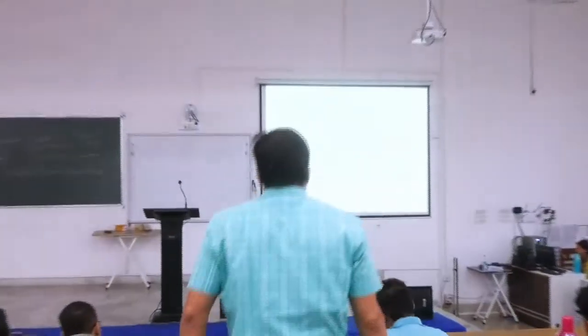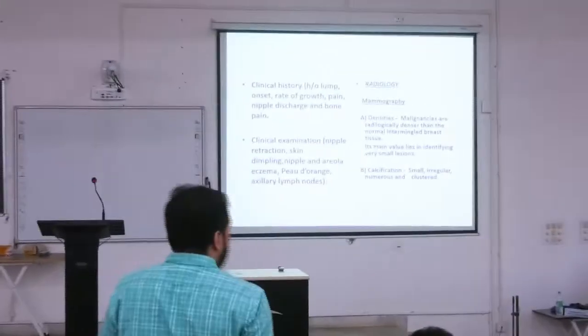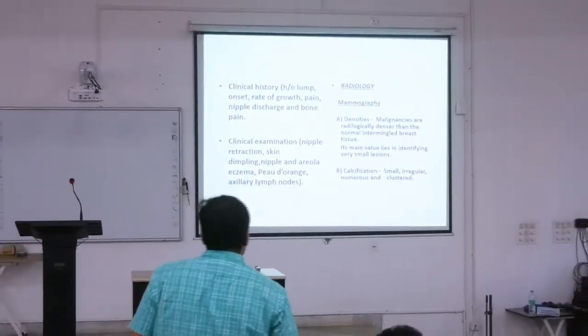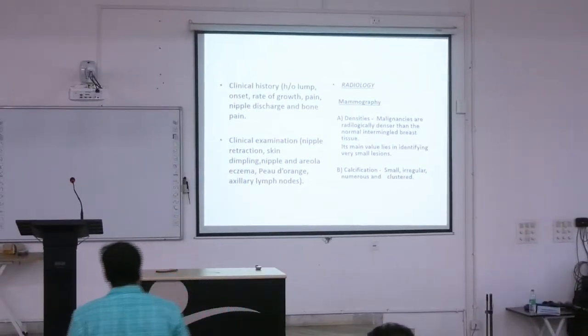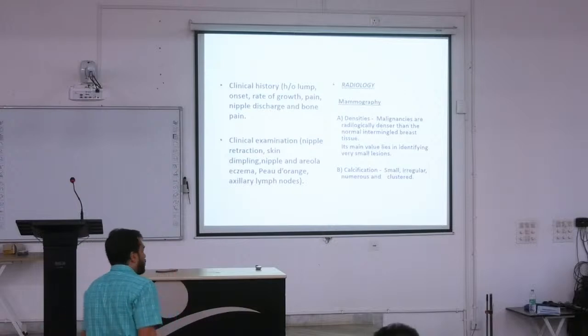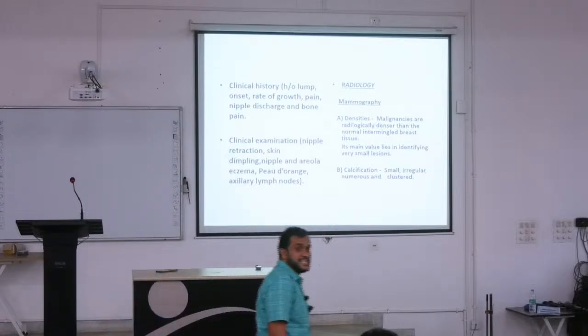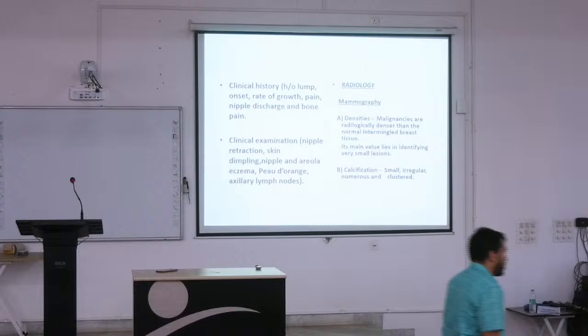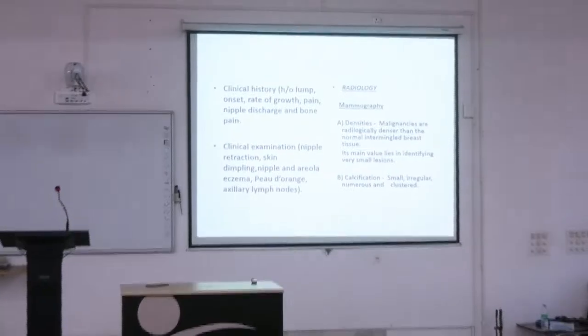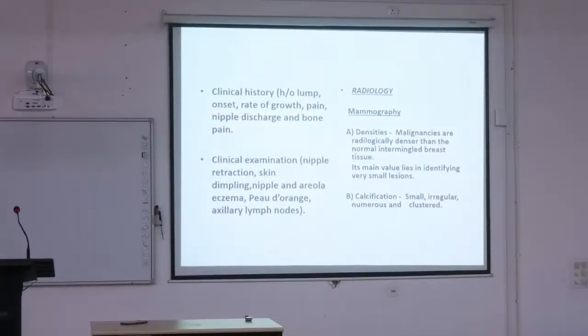So, this is what I have been telling you. Clinical history: history of lump, onset, rate of growth, pain, nipple discharge, any bone pain, and all. Then clinical examination, look for skin, nipple retraction, skin dimpling, look in the nipple and areola, eczema, peau d'orange appearance, axillary lymph node status, all these things. Just remember the names. And then you go for mammography.